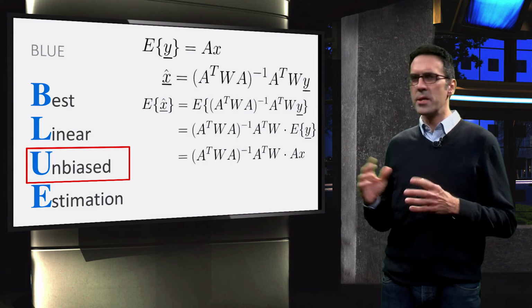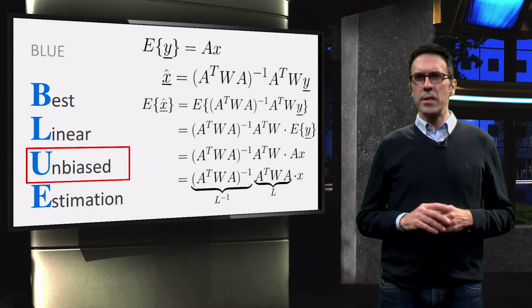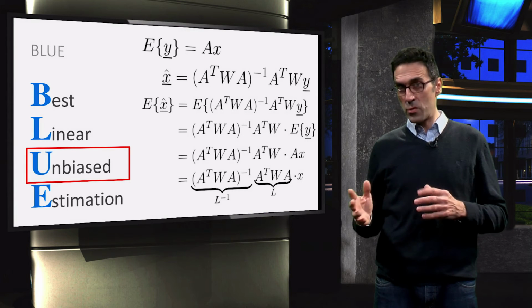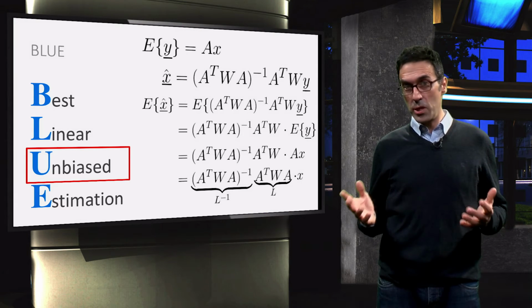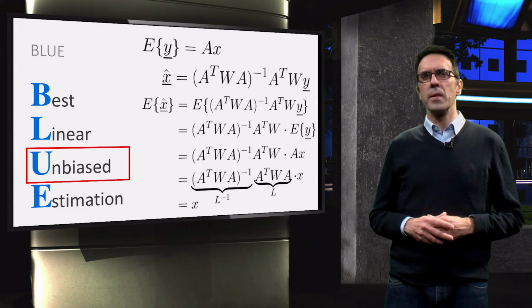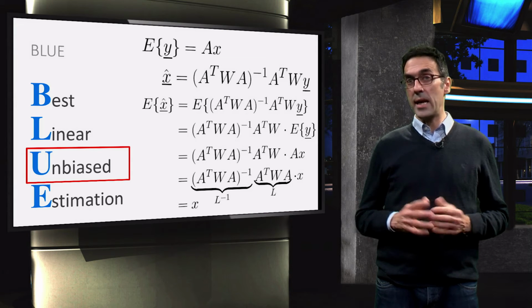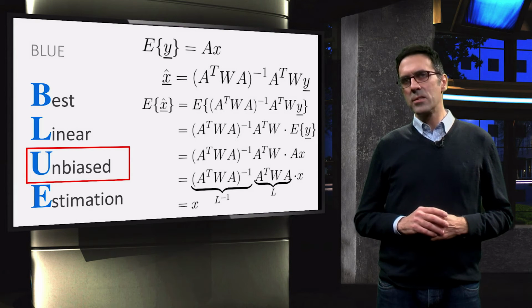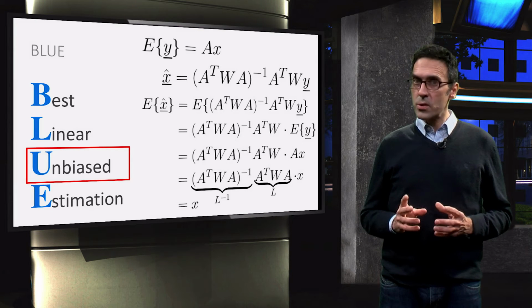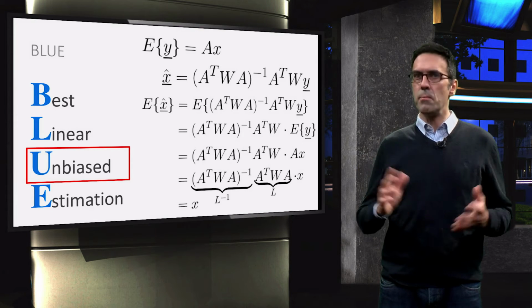And if we reorder this a bit, we see that this actually is a multiplication of a matrix with its inverse matrix, which yields the unit matrix. And finally, we can see that the expectation of the estimator of x, which is x hat, is identical to the unknown value of x itself. In other words, the estimator is unbiased.